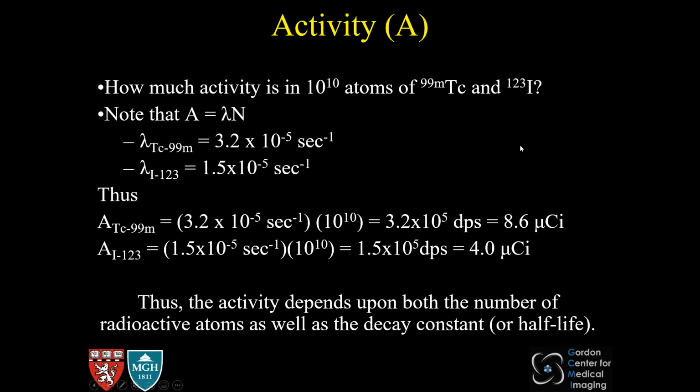Okay, so how much activity is in 10 to the 10th atoms of technetium or I-123? The activity is the decay rate times the total number of atoms, right? So if you know the decay factor for your given radioisotope, you can do a pretty simple algebra calculation to figure out the activity level. Given an equal number of atoms, we have about twice the activity in the Tech-99 as in the I-123, and that's because the decay factor is about twice as fast for Tech-99 as it is for I-123. So they're decaying twice as fast, thus we have twice as much activity.